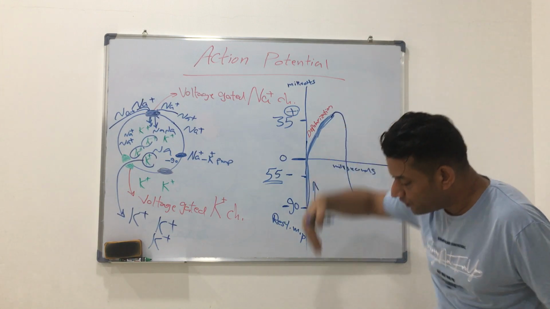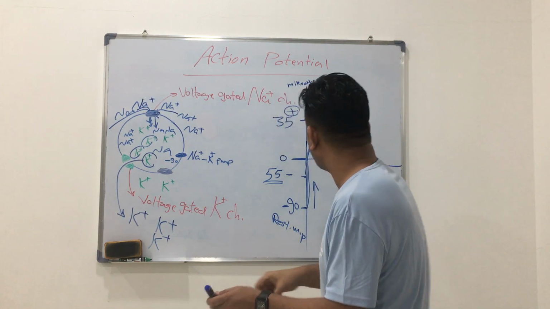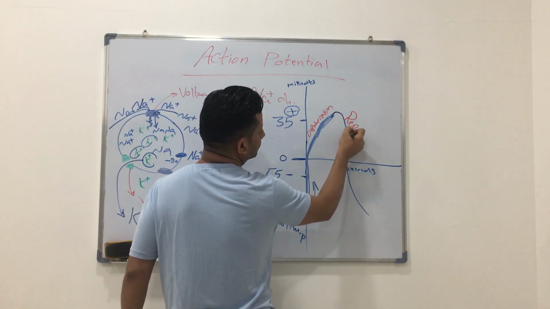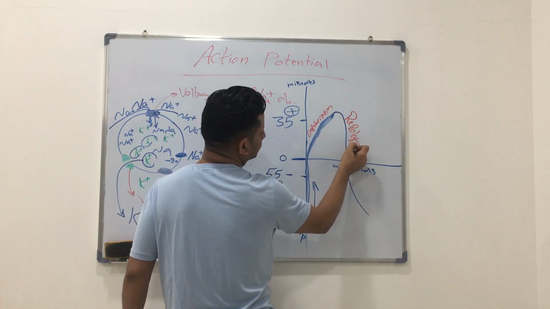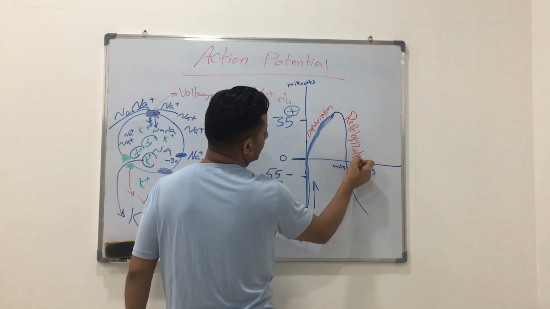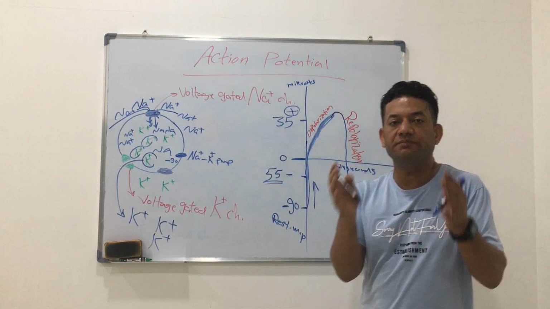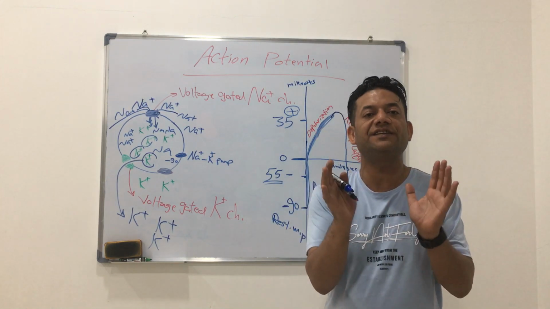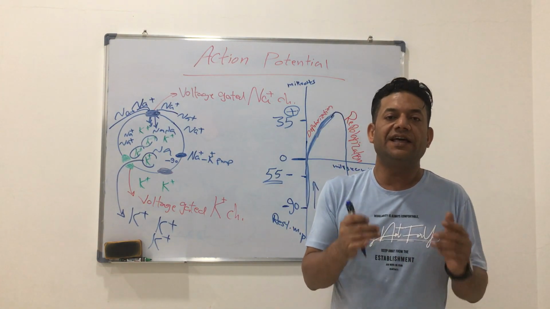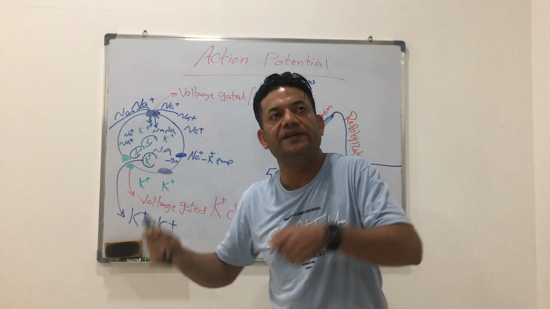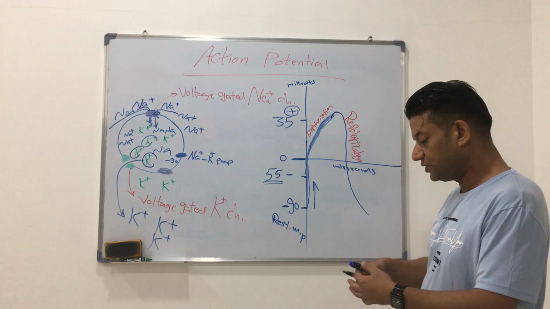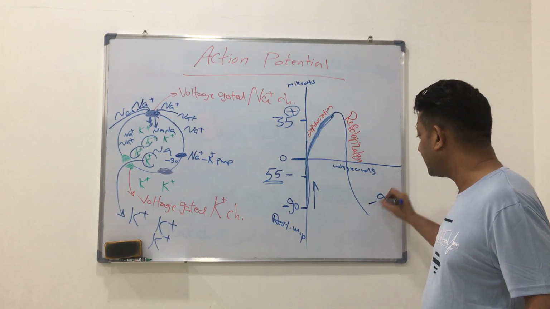And this phase of declination of charge is called repolarization. Repolarization means the return of the negative charge again, the re-establishment of negative charge inside the cell to reach -90.